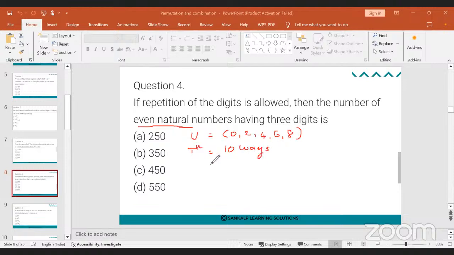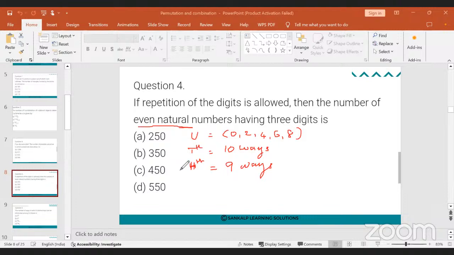The next one is the 100th place. HTH in the sense 100, TTH in the sense 10th. So the 100th place can be filled in 9 different ways. Why? Because it is one less than that. 9 different ways for the 100th place.